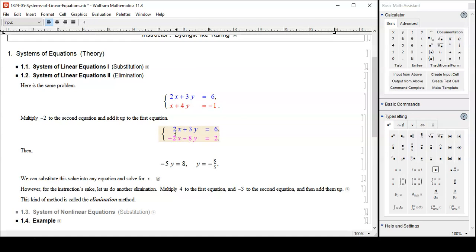But now I can add them up to remove this x altogether. So this kind of method is called the elimination method. And it works for the other variables too. The other variable, what am I talking about? Let's see.